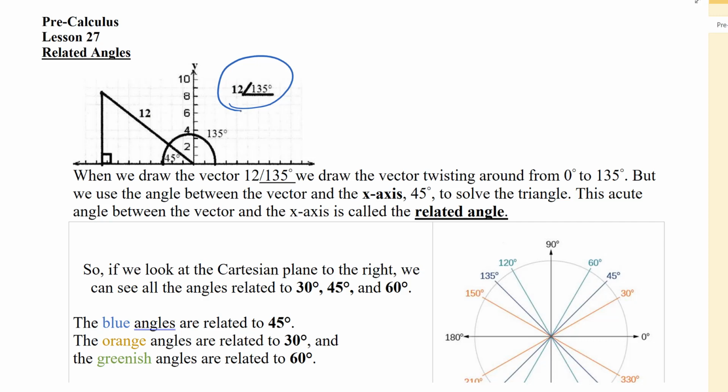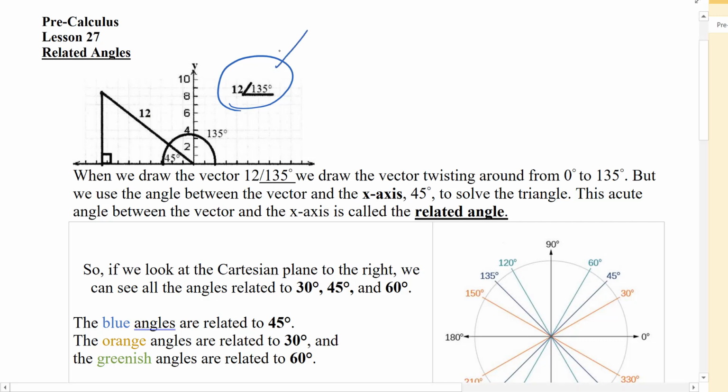And so you go around to whatever quadrant you're in, but the triangle you draw is always supposed to be between the radius of your vector down to the x-axis. You never use the angle between your radius and the y-axis. You always use the one between the radius and the x-axis. So depending on what angle you have, you will be using a related angle. If it's more than 90, you don't use the angle you have, you use the related angle.